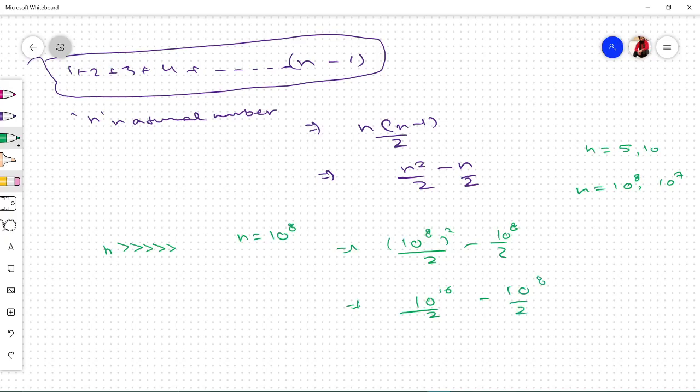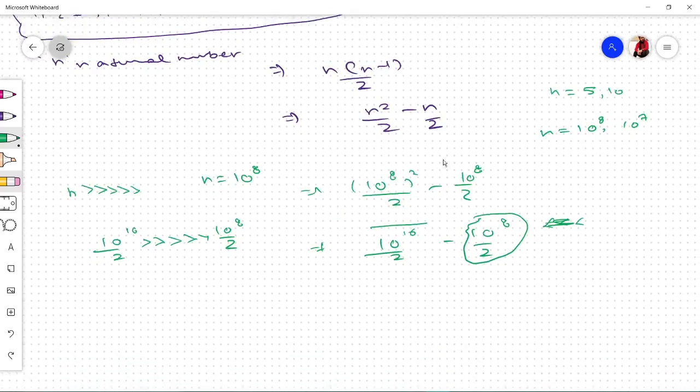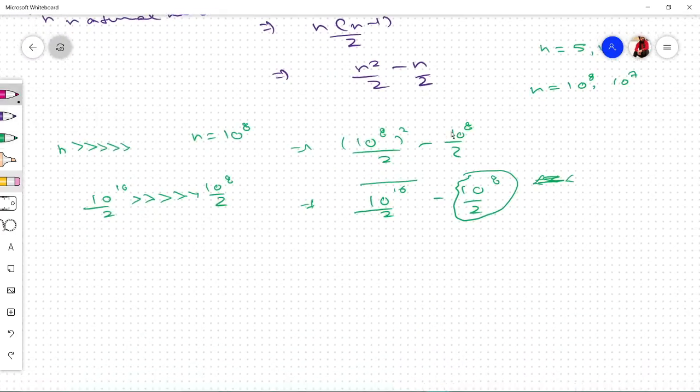Now in front of 10 to the power 16, 10 to the power 8 is very small. 10 to the power 16 is very large compared to this 10 to the power 8 thing. So we can ignore this 10 to the power 8 because it's quite small in front of 10 to the power 16. So we are left with 10 to the power 16 by 2.